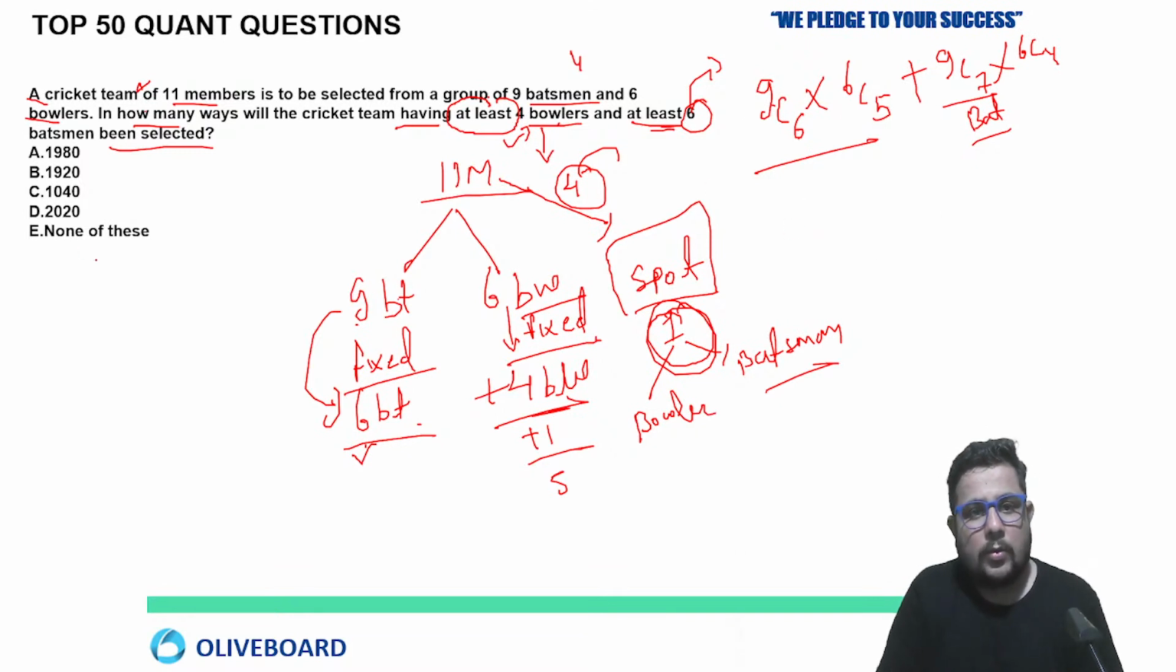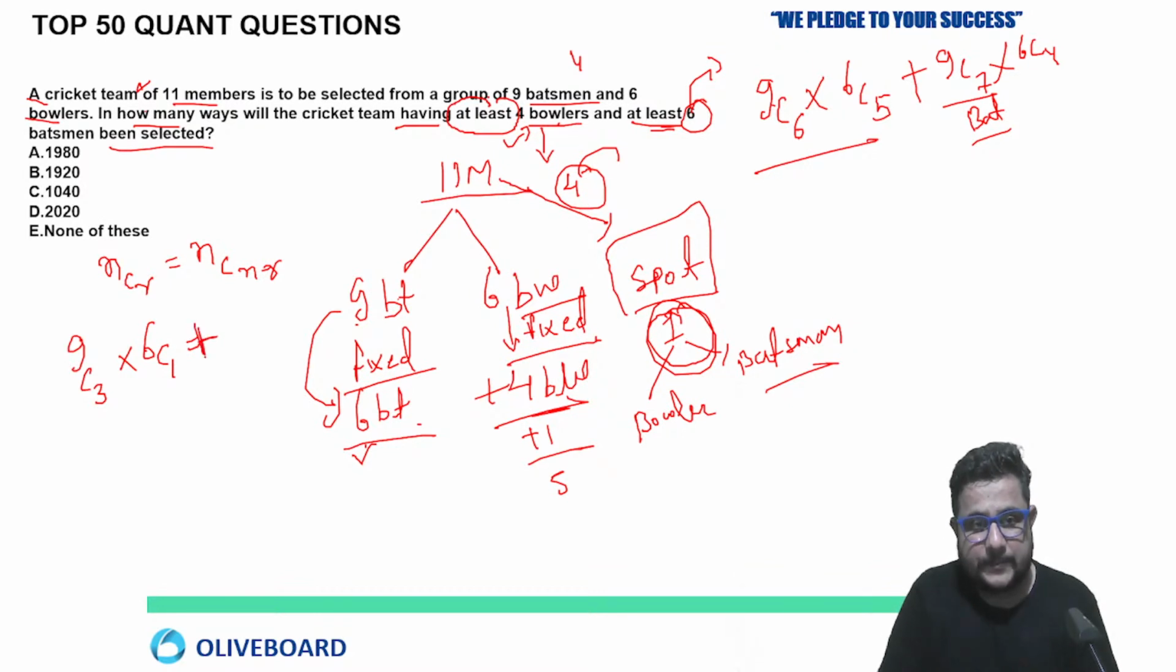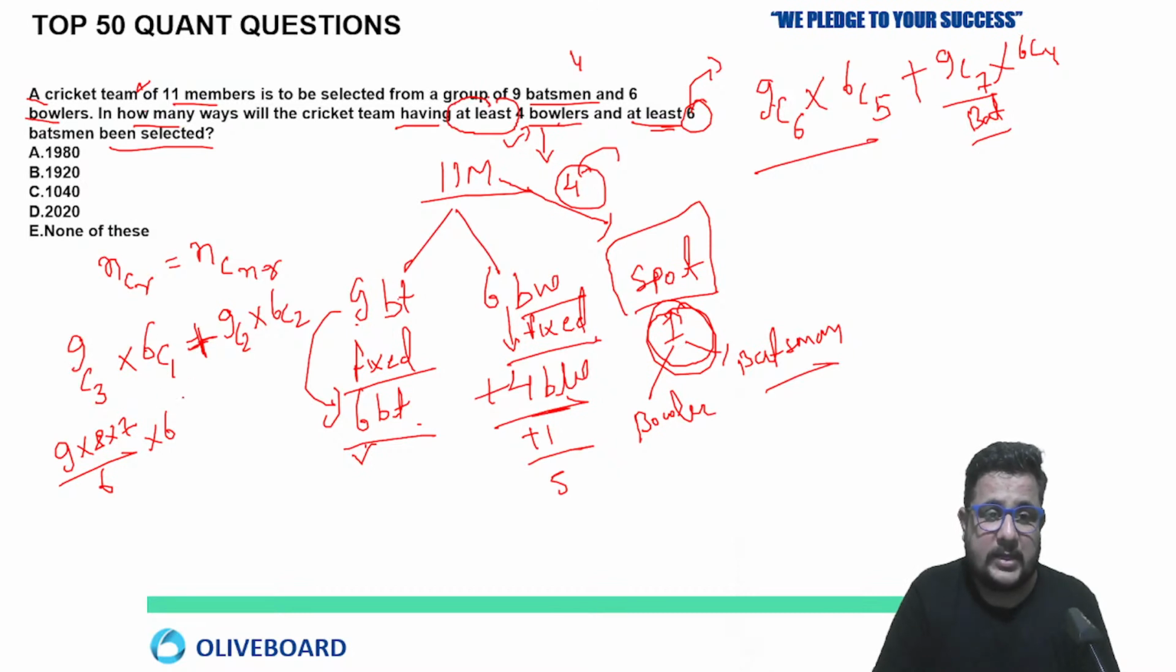Okay. Now one more thing I want to tell you, nCr equals nC(n minus r). So just solve this one. 9C6 will be 9C(9 minus 6), means 9C3, multiplied by 6C5, which is 6C(6 minus 5), means 6C1, plus 9C7 will be 9C2 and 6C4 will be 6C2. Now solve this one. 9C3 means 9 into 8 into 7 upon 3 into 2, which is 6, multiplied by 6.